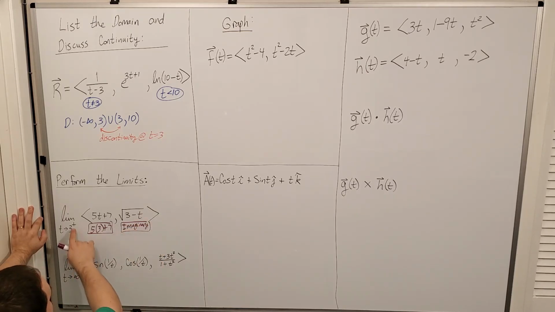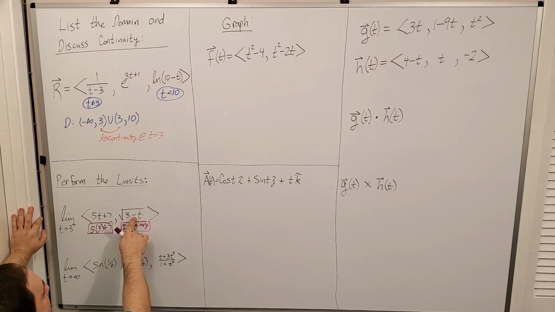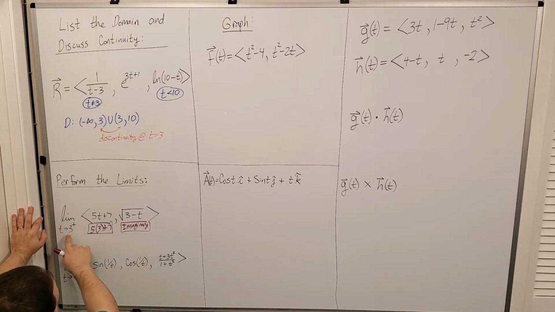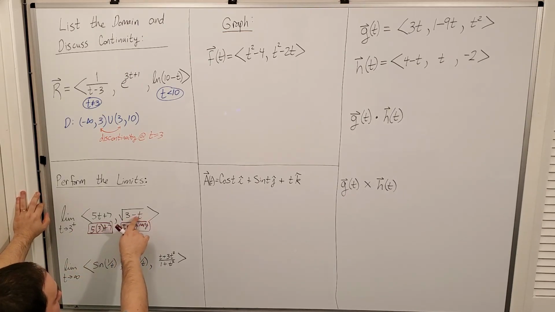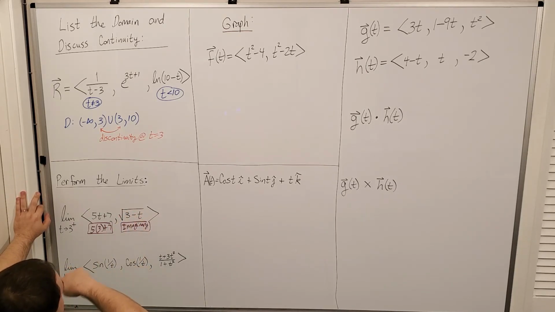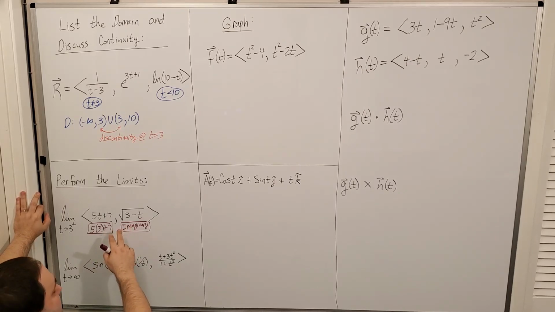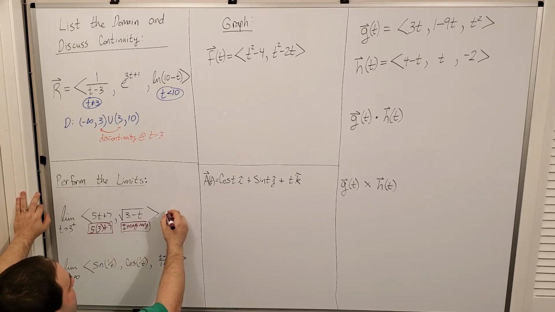Okay? Because I'm approaching from the right, and this is a minus right here. For example, pick any number to the right of 3 on a number line. 3 minus 4, 3 minus 3.5, 3 minus 3.1. You're still going to get a negative number here. Okay? So the value of my limit here is, for real numbers, not defined. Right? So not defined.